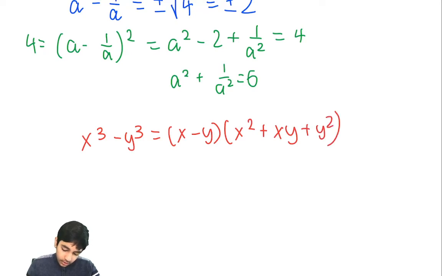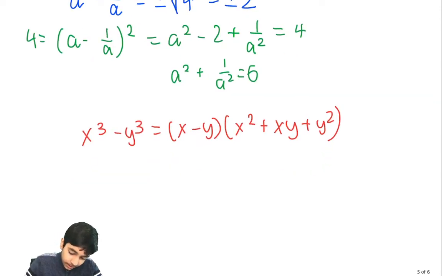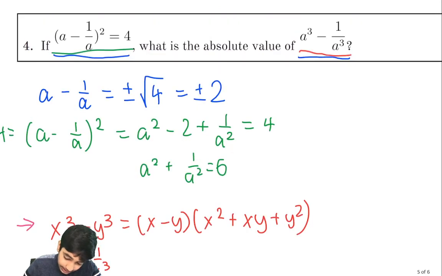Right? So what we see here is that we can just rewrite this as x minus y. Well, what is x minus y? By difference of cubes, we can just rewrite this as x cubed minus 1 over x cubed. So this is difference of cubes, and I'm going to apply difference of cubes to our expression here: a cubed minus 1 over a cubed.